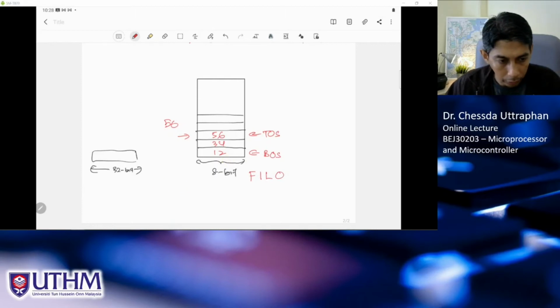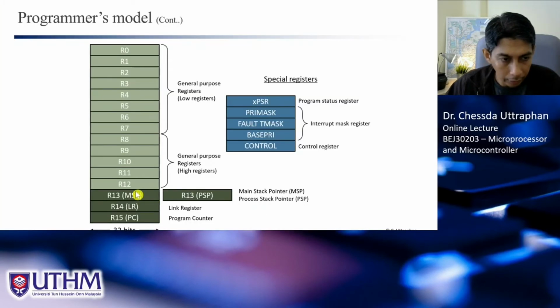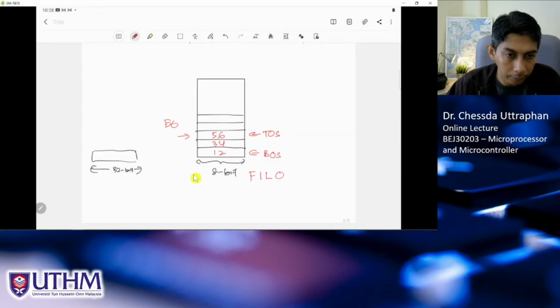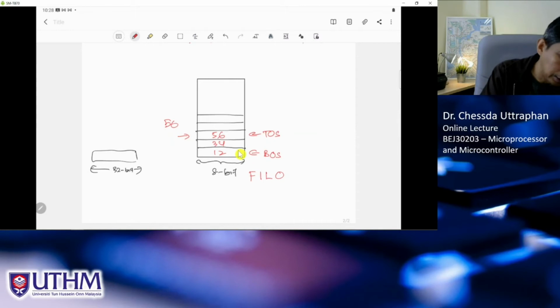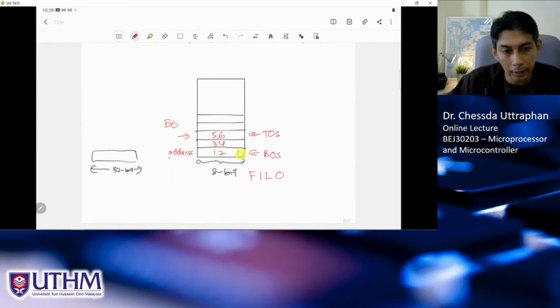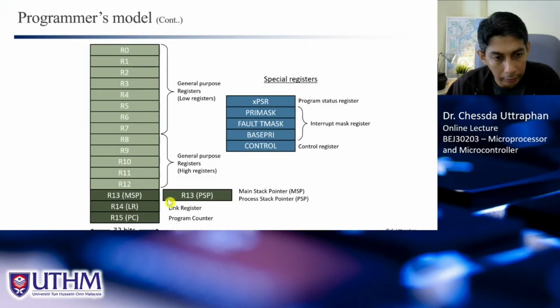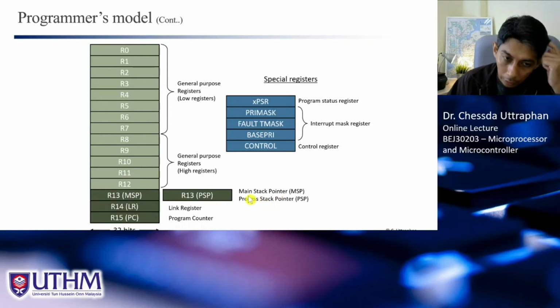So this is the stack pointer. It is used to store the address of the stack, and of course here we have the address. It stores the address of the stack in the stack pointer, right? That's why we call it pointer. And we have two. The first one we call the main stack pointer.